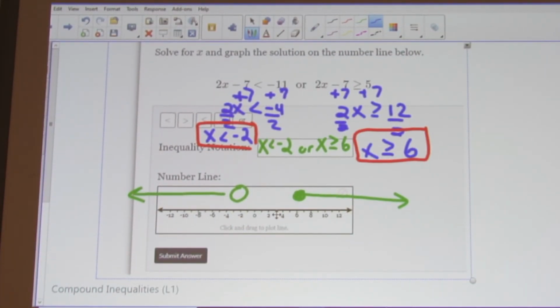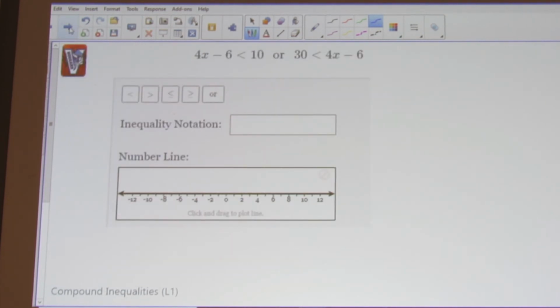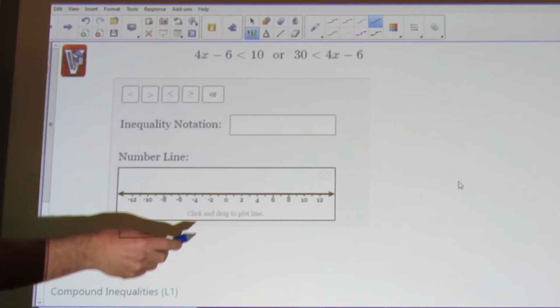So when you have an or, you're going to have two separate sets of numbers. These numbers will work for this one, or these sets of numbers will work for this one. So I see an or right now, that pretty much tells me I'm going to have two separate number lines to do. I'm going to try to do that quickly on the board here and see if that is true.